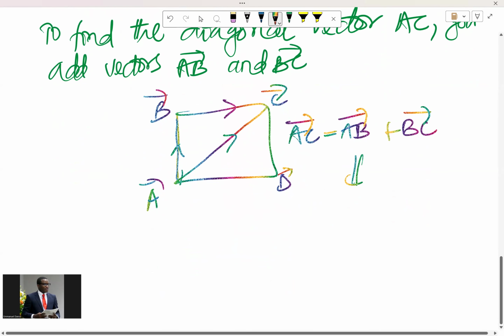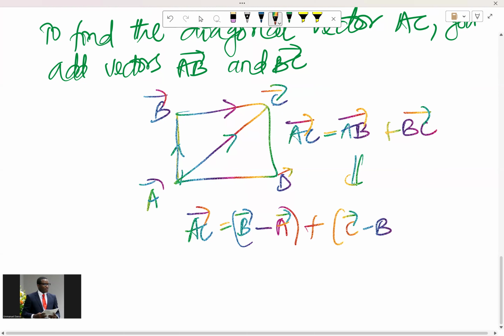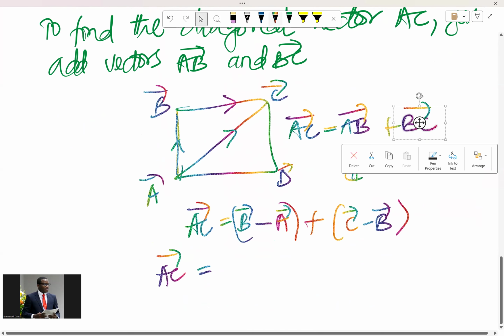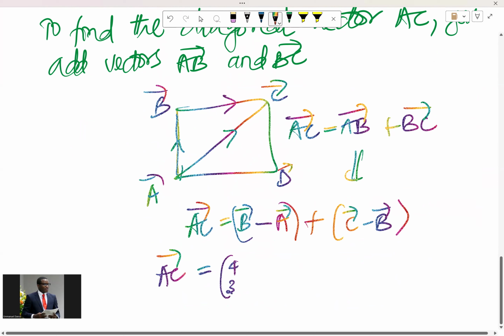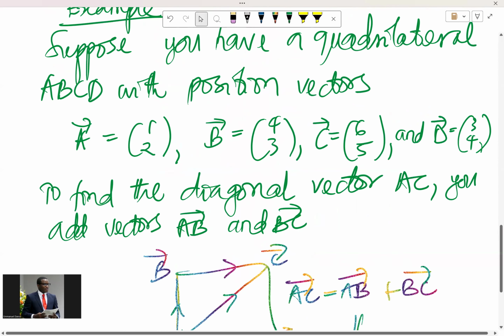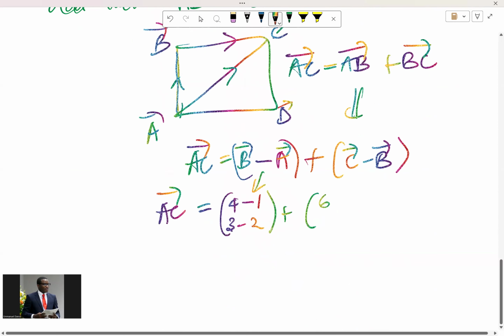And then, to do that, we have to break it down the way I explained earlier. So AC is equal to, for AB, B minus A, as you know already, plus BC, which is C minus B. So B minus A: we know B is 4, 3, then A is 1, 2, so 4 minus 1, 3 minus 2, plus C minus B. C is 6, 5, then B is 4, 3, so 6 minus 4, 5 minus 3.